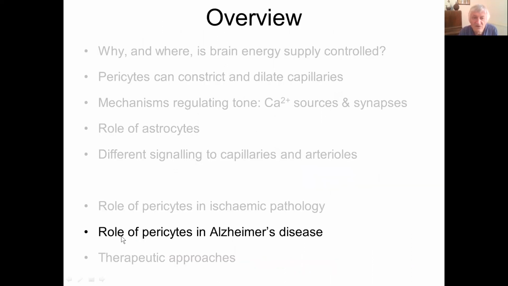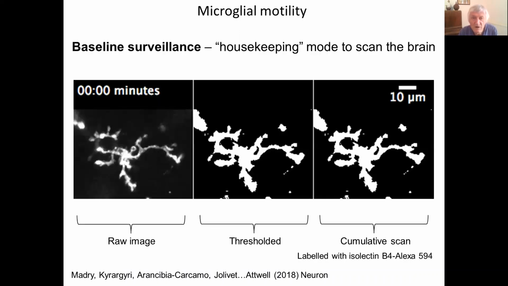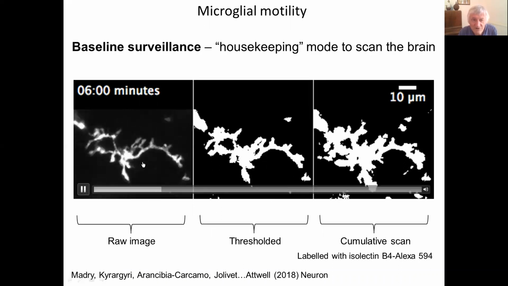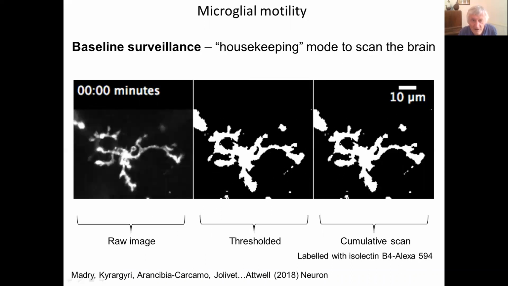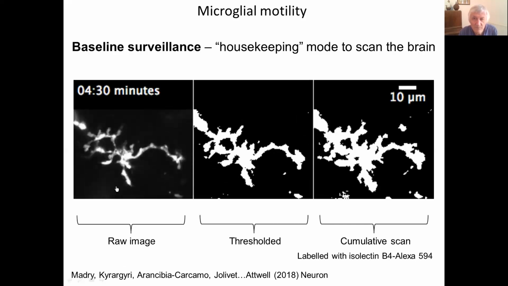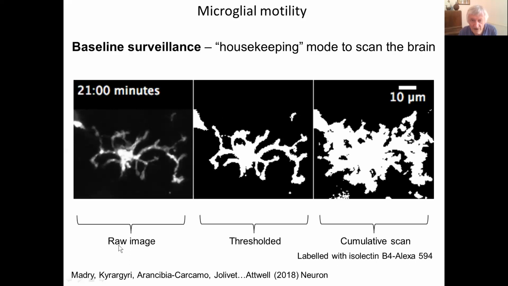Okay, I now want to turn to another issue, which is the role of pericytes in Alzheimer's disease, where they turn out to play a similar role. But first, I want to have a digression onto the properties of the immune cells of the brain, the microglia. Many of you will be familiar with microglia, I guess. They look like this. They've got these processes which constantly survey the brain. This is a 30-minute loop here, and this microglial cell is labeled with isolectin B4.